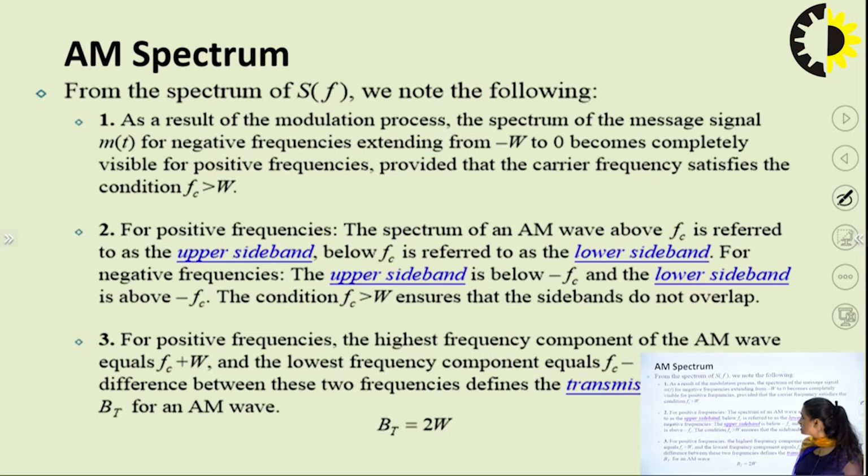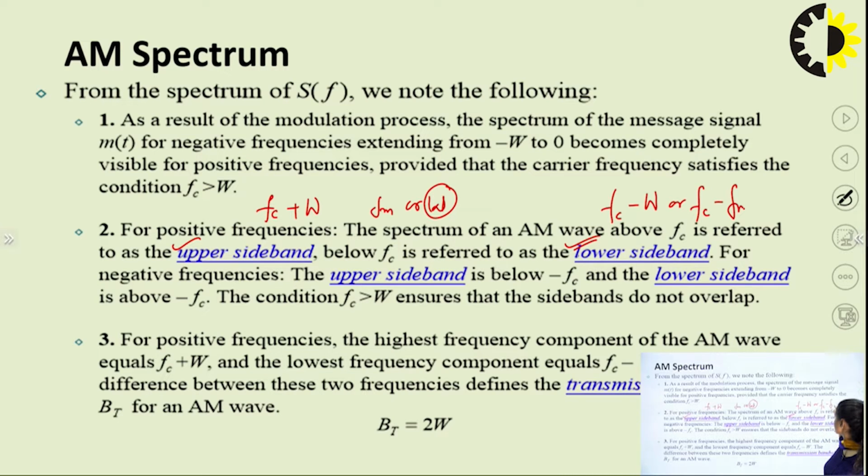For positive frequencies, the spectrum of an AM wave above FC is referred to as the upper sideband. What is the upper sideband? FC plus FM or W, right? If I am referring to FM, that is the highest frequency content of the message with small f, subscript M, or W. These are both notations. Usually with W, we represent the complete bandwidth of my message signal, right? Below FC, it's referred to as the lower sideband, which is FC minus FM or W.